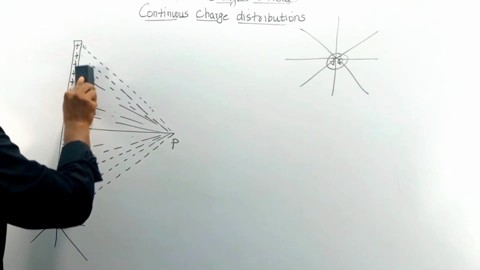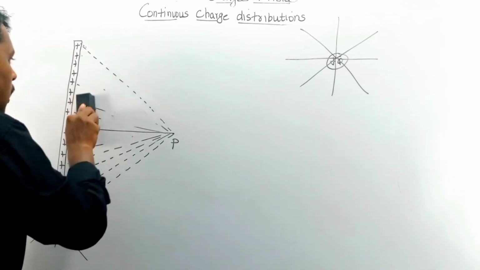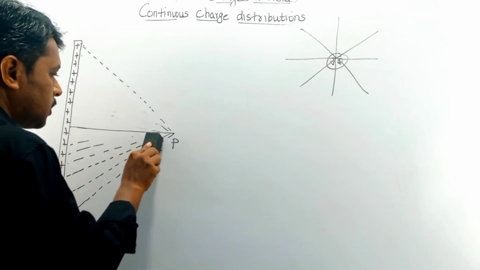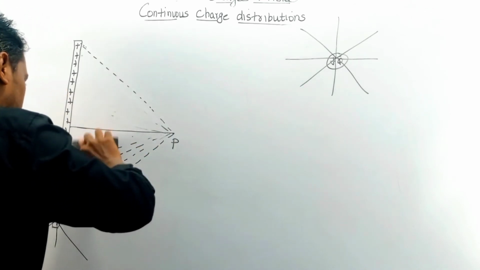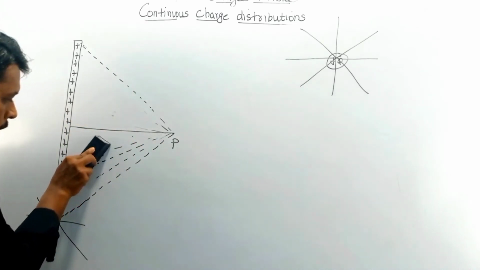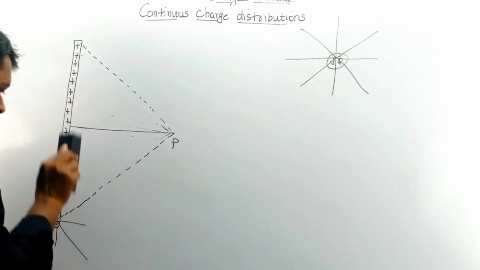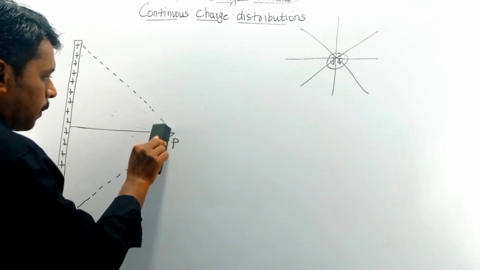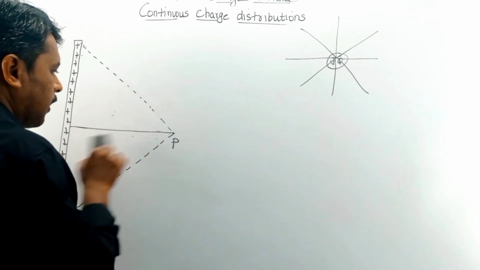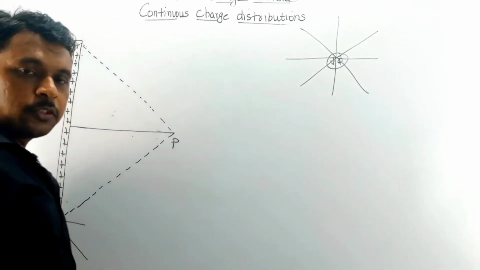We will consider only the limits. It's very difficult to rub all this. I think I rubbed it properly. Okay, fine. Now let us consider these limits, which touch this point P.